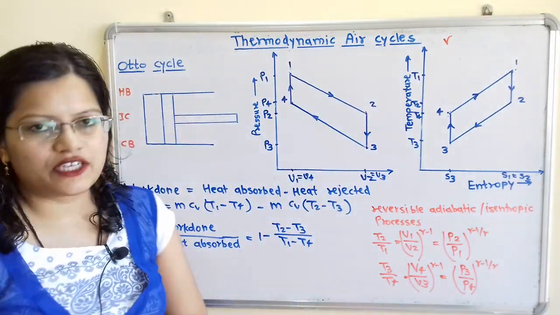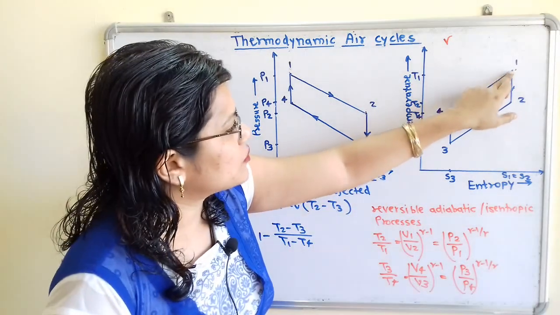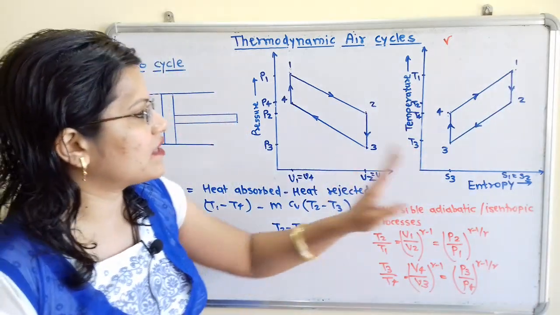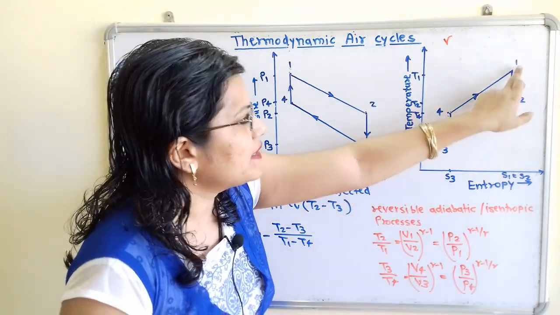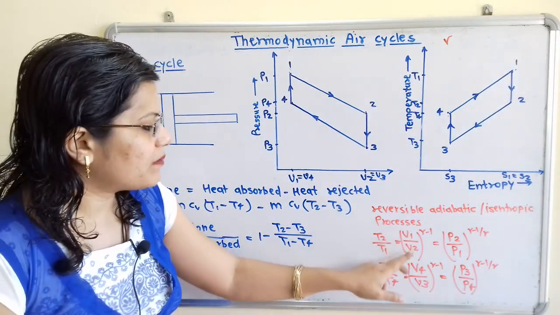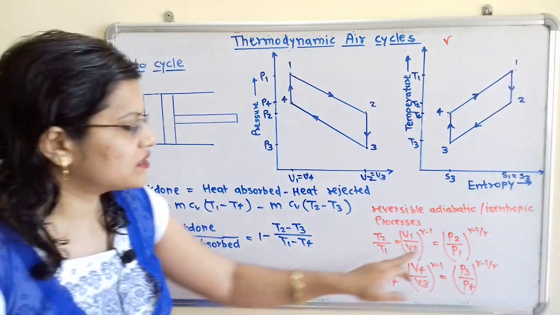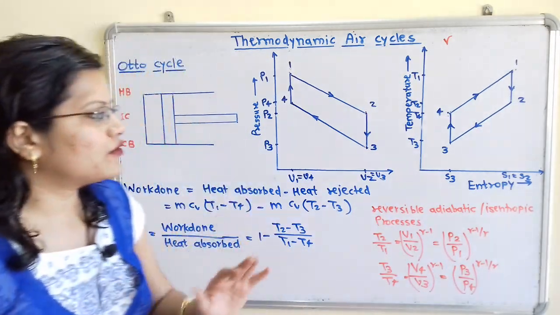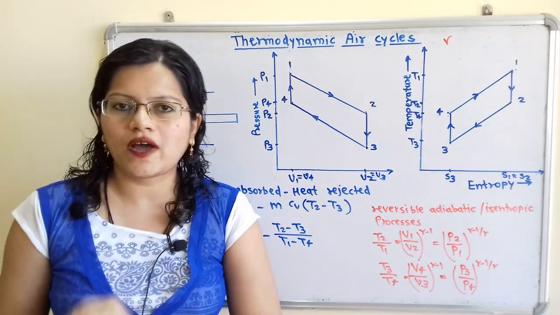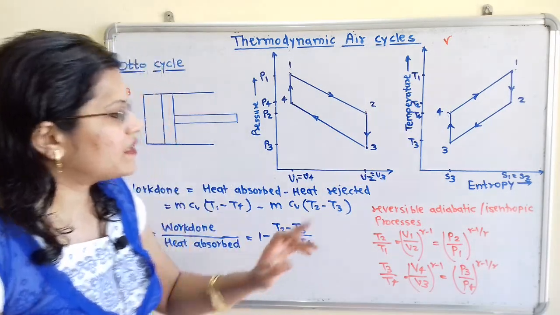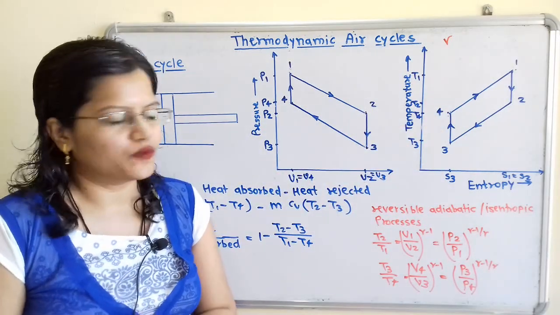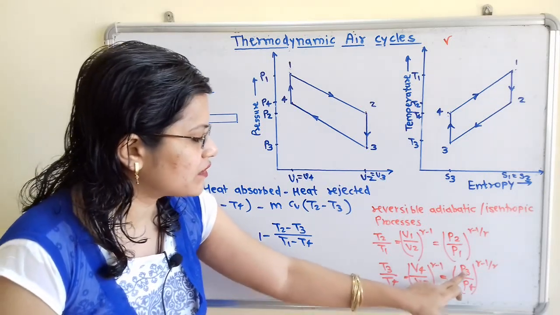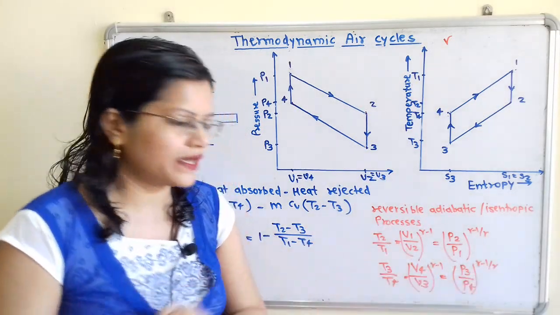So we will take here the ratio. First we will take the process 1 to 2, which is isentropic. When the isentropic process is taking place, the ratio of temperature, T2 by T1, is equal to (V1 by V2) raised to gamma minus 1, which is equal to (P2 by P1) raised to (gamma minus 1) by gamma. In the same way, during the process 3 to 4, which is also an isentropic process, we take the ratio T3 by T4, which is equal to (V4 by V3) raised to gamma minus 1, which is equal to (P3 by P4) raised to (gamma minus 1) by gamma.